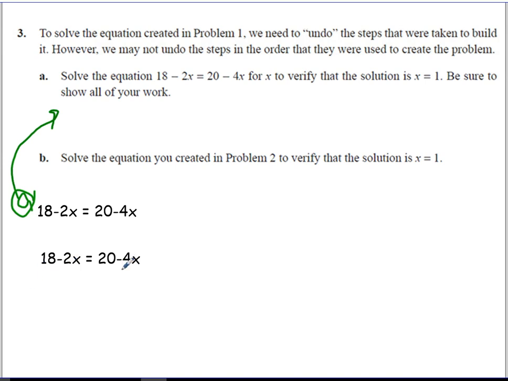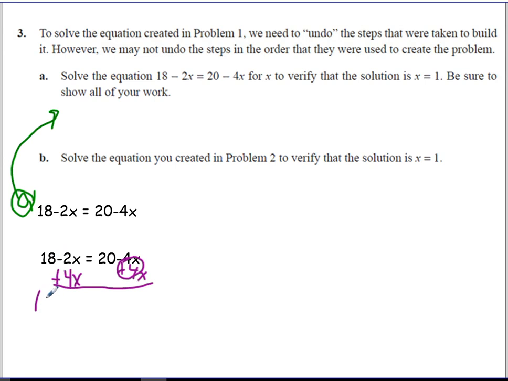So what I like to show is that if I add 4x here, that's going to zero out because negative 4 plus 4 is 0. And so then I need to do the same thing to the other side of my equal sign. And so I'm going to line up my x's together and then add down.